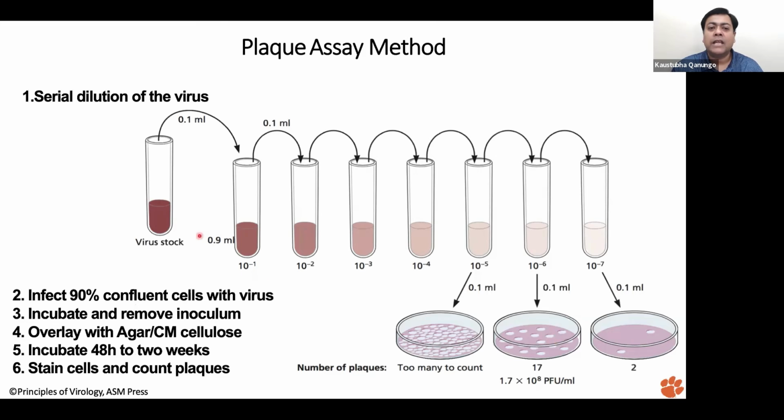So instead of saying 1.7 × 10^8 viruses per ml, we call it 1.7 × 10^8 plaque forming units per ml, which represents the number of infectious virus particles, or virions, that we talked about in the first class, in that sample.